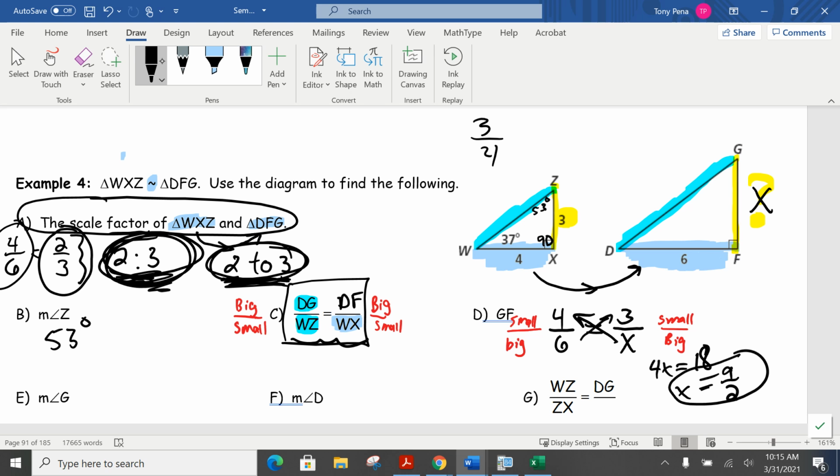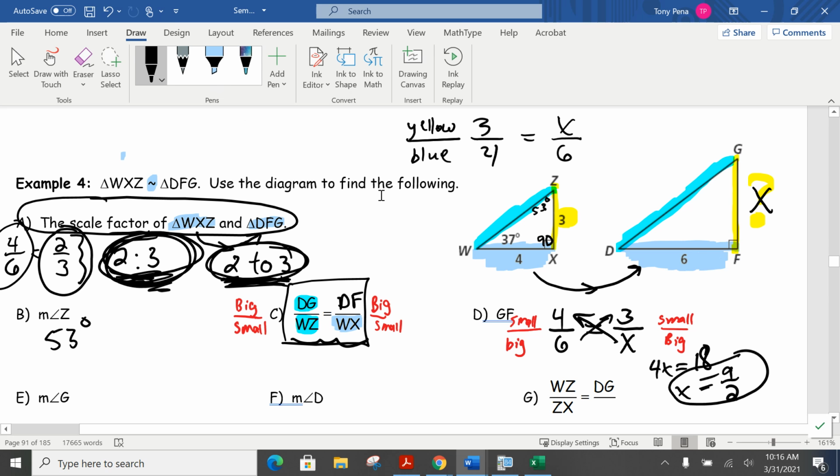Okay, so he took the yellow side and he compared that to the blue side, and then he went over here. As long as he does the yellow side of x and divides it by the blue side of 6, you're going to get the exact same thing. Okay, so all kinds of different.